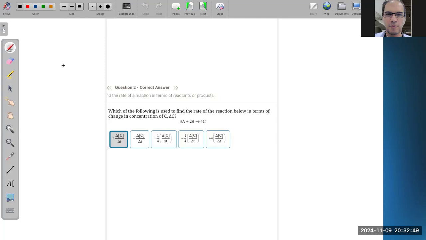The same question is repeated every time: find the rate of the reaction below in terms of the change in concentration of C, delta C. So 3A plus 2B gives us 4C.